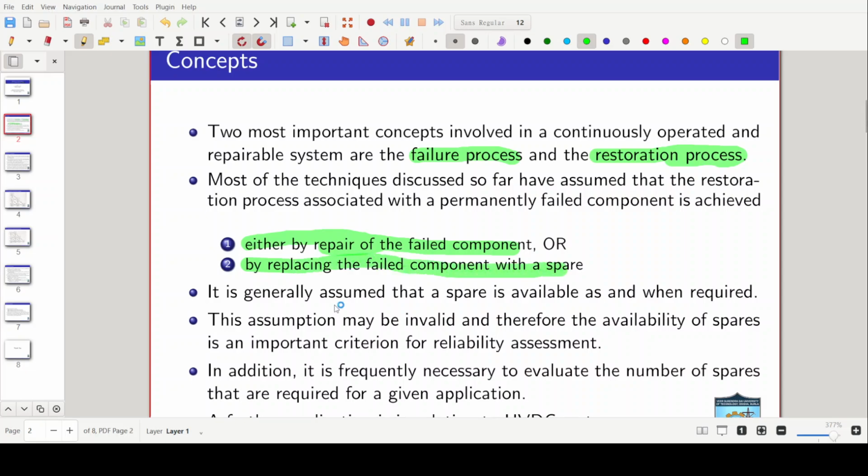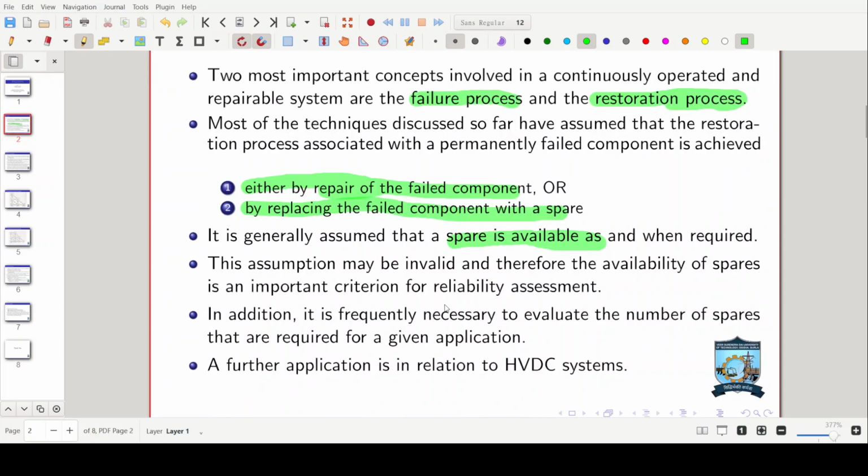It is generally assumed that the spare is available. We have considered it is 100% availability when required. These assumptions may be invalid, and therefore availability of spares is an important criterion for reliability assessment. So whether the spare that you are talking about is available at the right time or not. In addition, it is frequently necessary to evaluate the number of spares that are required for a given application.